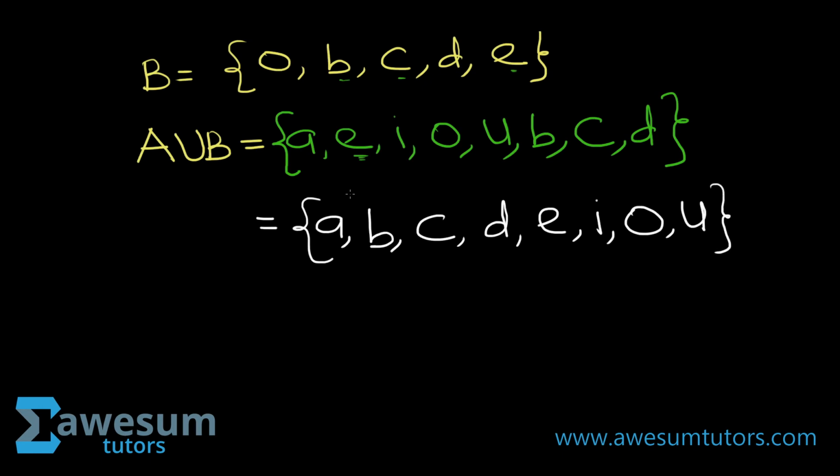Just verify if the number of elements is correct. 1, 2, 3, 4, 5, 6, 7, 8. Very good, guys. These are the elements of set A union B. I hope you guys understand the concept of A union B right now. It is the set of the elements that are present in A or B. That means you combine the elements of A and B without repeating any elements. Okay, very good, guys, very good.